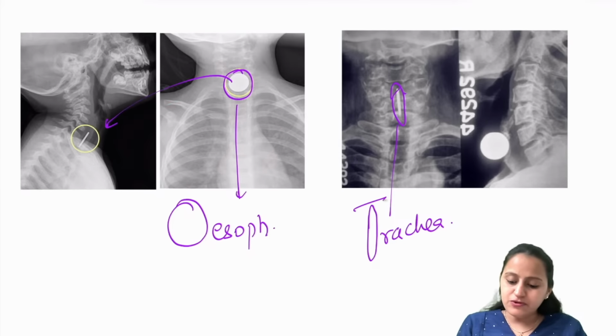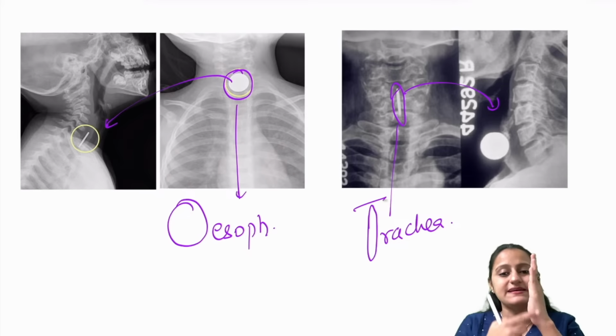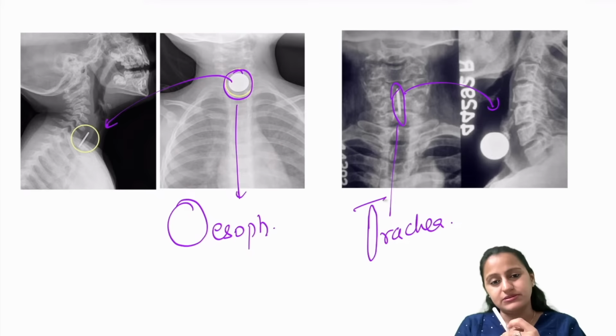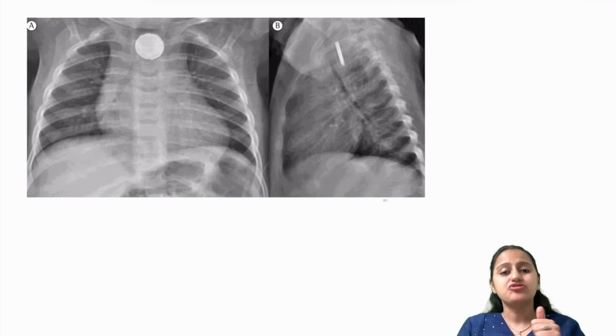Opposite in the lateral view. Whatever is circle on AP is slit on lateral. What is slit on AP is circle on lateral. Okay. So this is how you identify coin in esophagus, coin in trachea.